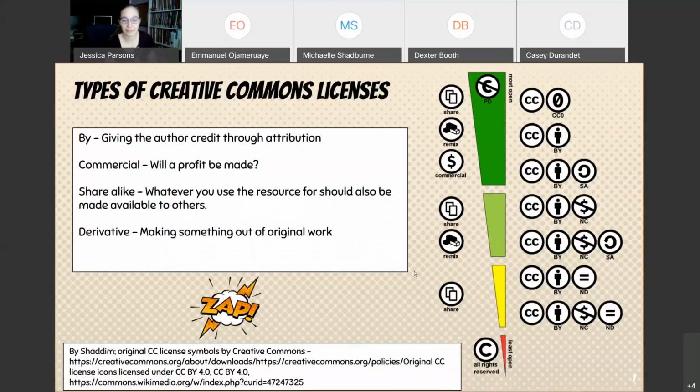So, the different levels of the Creative Commons license that you might commonly find on open educational resources go from very open to very restricted. So let's talk about that. If we look at this little arrow, if we start up at the top at this dark green section, we will see the first level of a Creative Commons license, which is CC0.